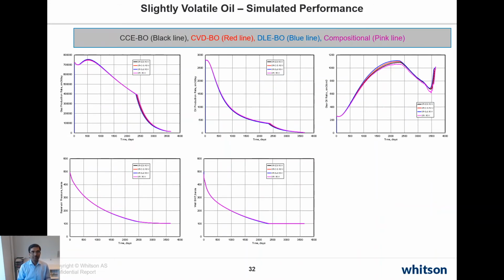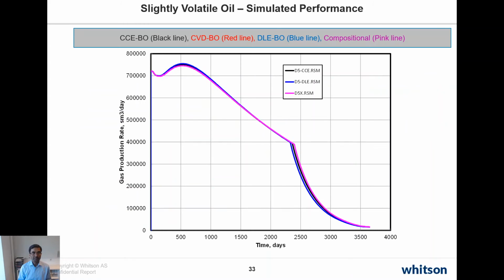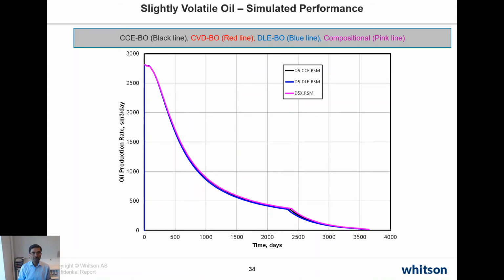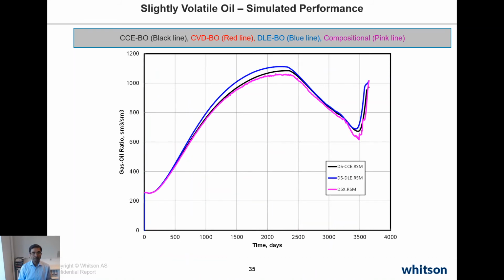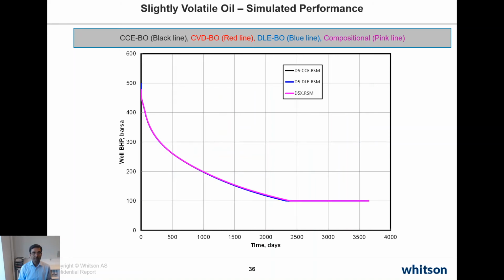And this is the simulated performance for this fluid, compositional and black oil simulation for 3 black oil PVT tables. Initial gas production rate is quite similar for all the 3 cases. Oil production rate is also quite similar. Producing gas oil ratio is quite similar. DLE is slightly higher than CCE and compositional. Compositional and CCE are quite close. Well bottom hole flowing pressure is similar in all the 3 cases.